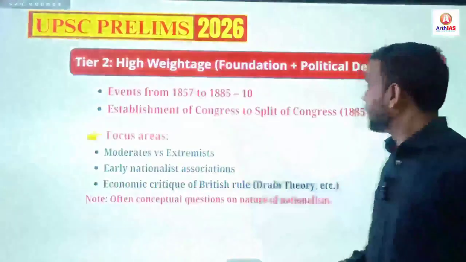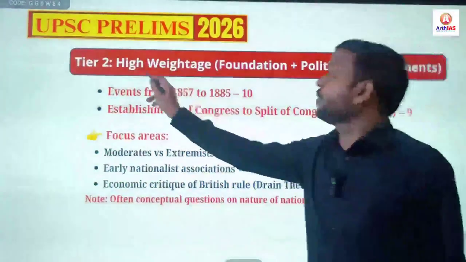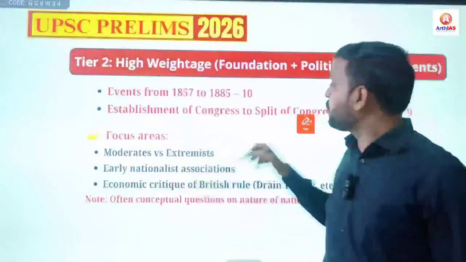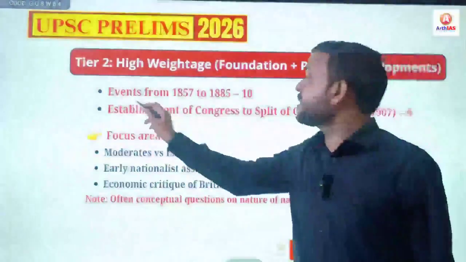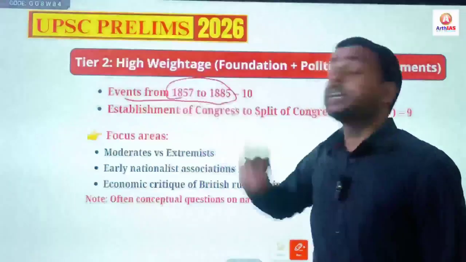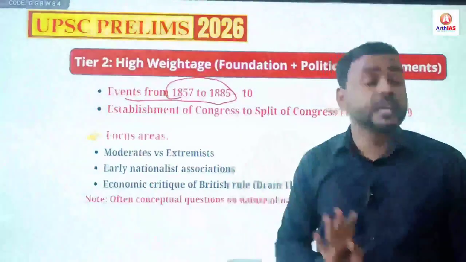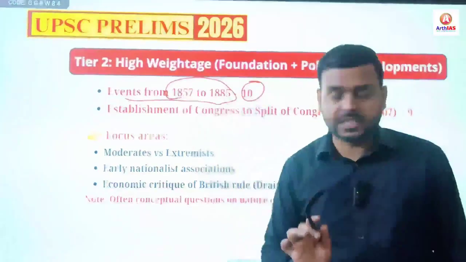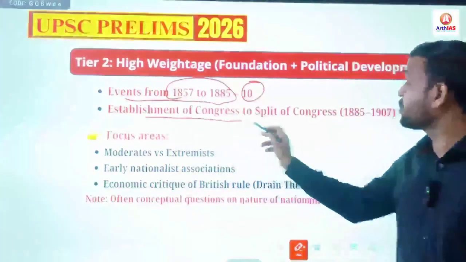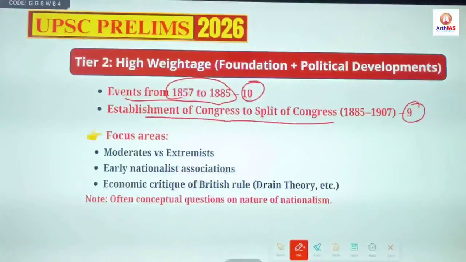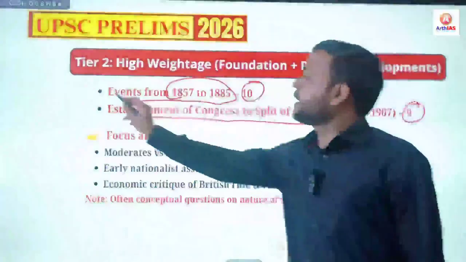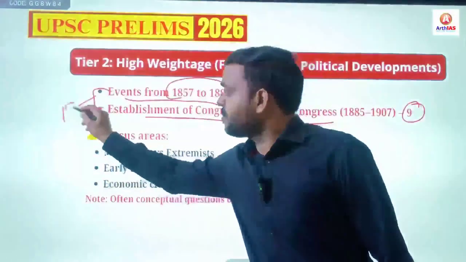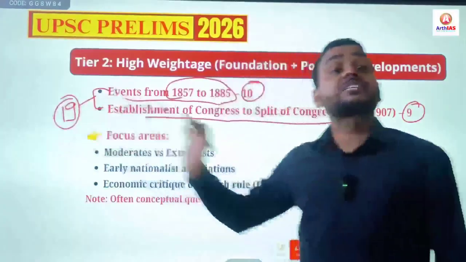Next, second important topic. So tier 2, high weightage. So here you have to focus on 2 topics. Events from 1857 to 1885 till the establishment of Indian National Congress. 10 questions have been asked in last 15 years. Second is establishment of Congress to split of Congress. 9 questions. So combinedly 19 questions have been asked from these two topics only in last 15 years.